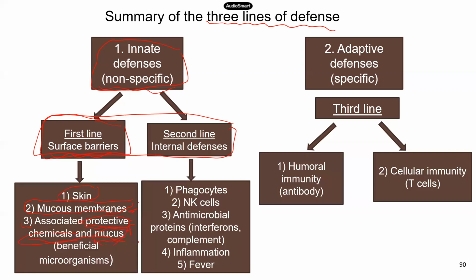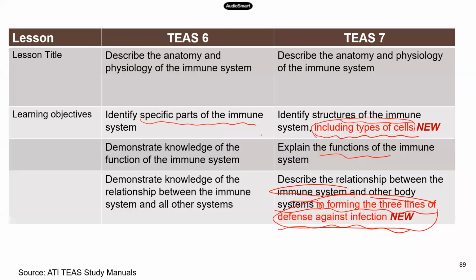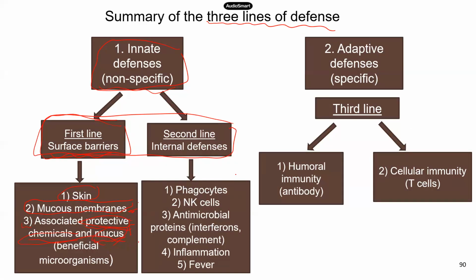defense. Okay, now the second line of defense consists of a variety of immune cells. And these immune cells are very powerful. They're wonderful. They can destroy most of the foreign invaders. Okay? So since TEAS 7 specifically mentions the types of cells, I will go into details. So we'll talk about phagocytes and the natural killer cells. So let me just jump to the last 3 items.